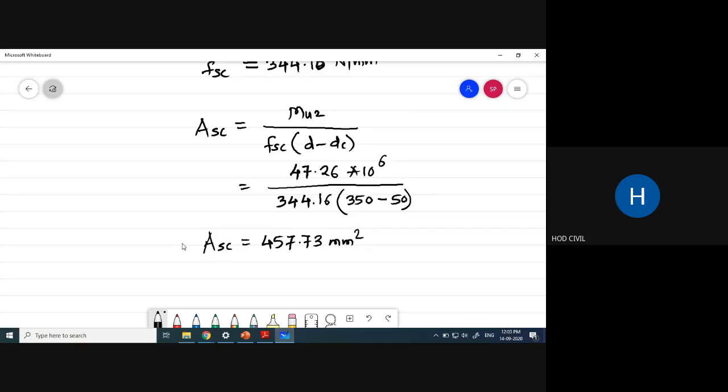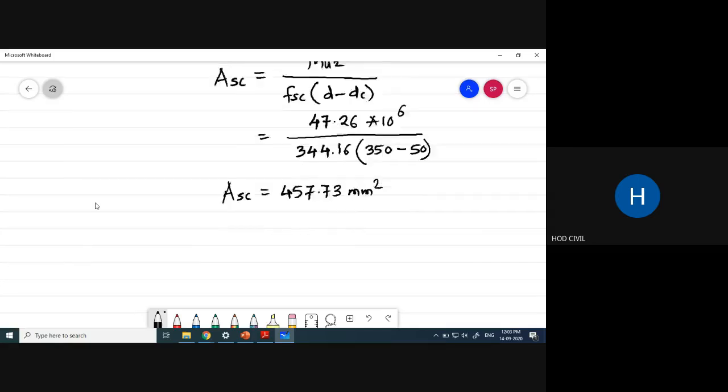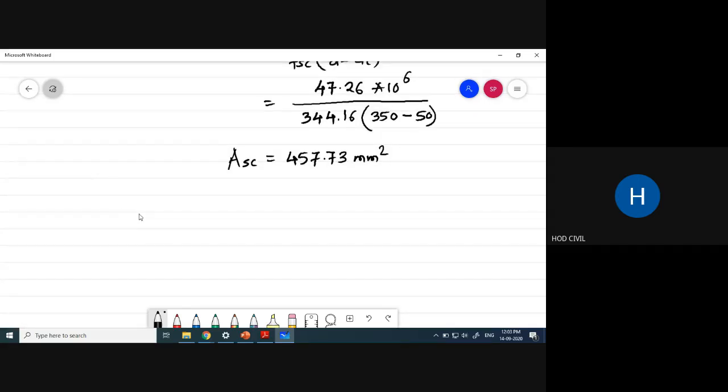Okay, no problem. Now we have calculated the total area. In the code, it is not specified that for compression steel, we need to check whether the area of the steel is within the range, that is AST minimum, AST maximum. That is not suggested for compression steel. So we don't need to show that calculation here. That calculation is not required. So directly now we will find out the number of bars.